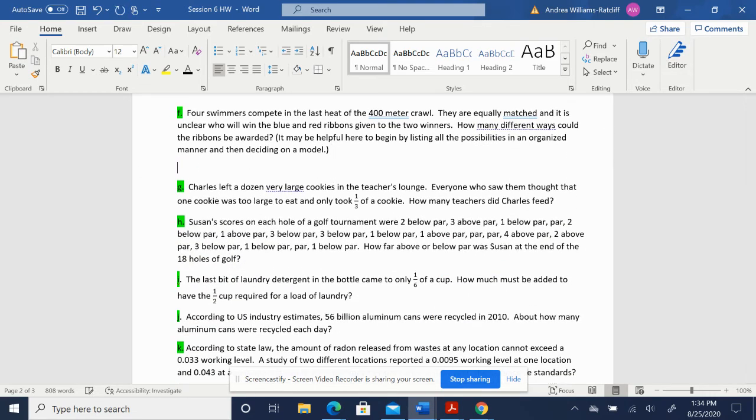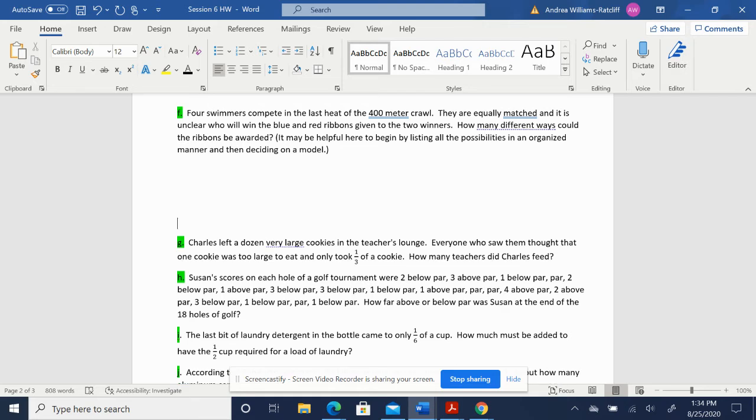We have 4 swimmers compete in the last heat of the 400-meter crawl. They are equally matched, and it is unclear who will win. The red and blue ribbons given to the 2 winners. How many different ways could the ribbons be awarded? Okay. This is obviously a combination. We're looking for the different groups or how this could result, and that is a multiplication model. Okay, now how would we answer that?